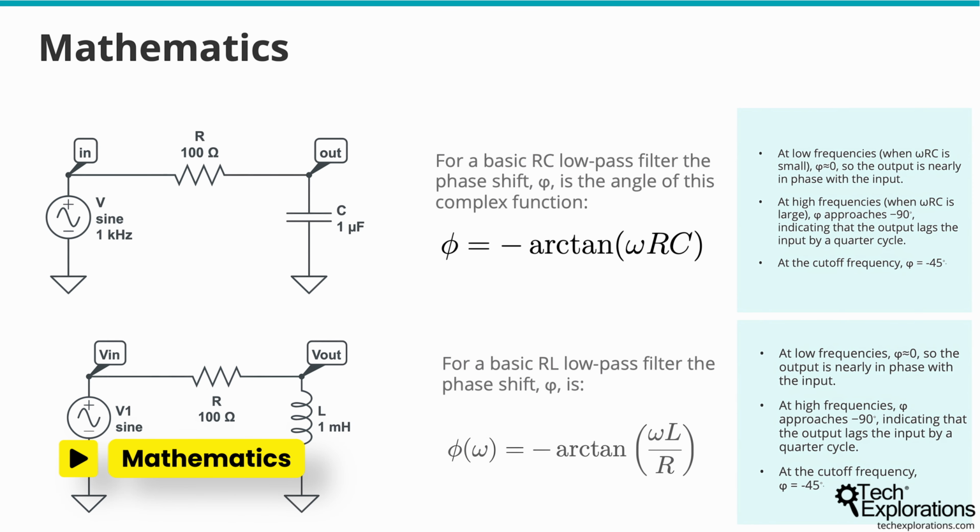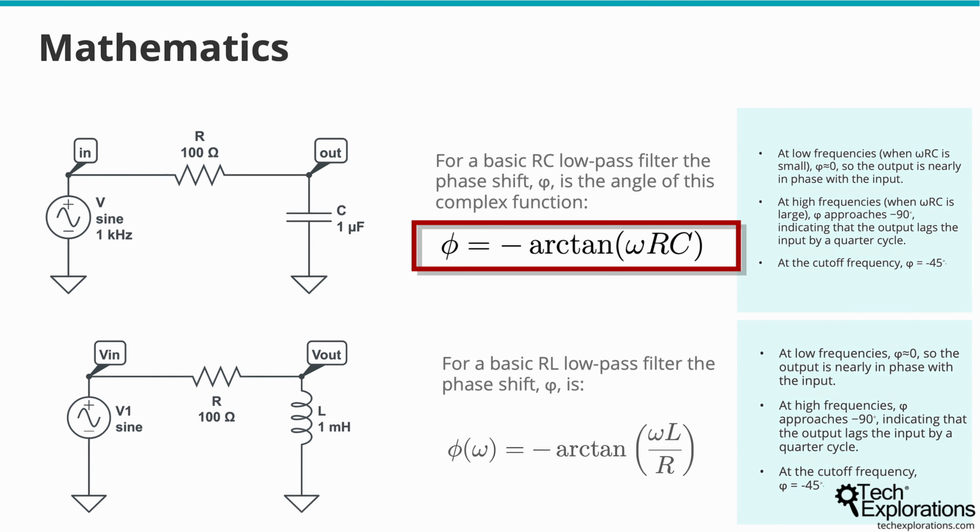For a basic RC low-pass filter, here's a transfer function that you've seen before. Now, the phase shift, which is denoted by the Greek lowercase letter phi, is the angle of this complex function and is defined as the negative arctan of omega RC.